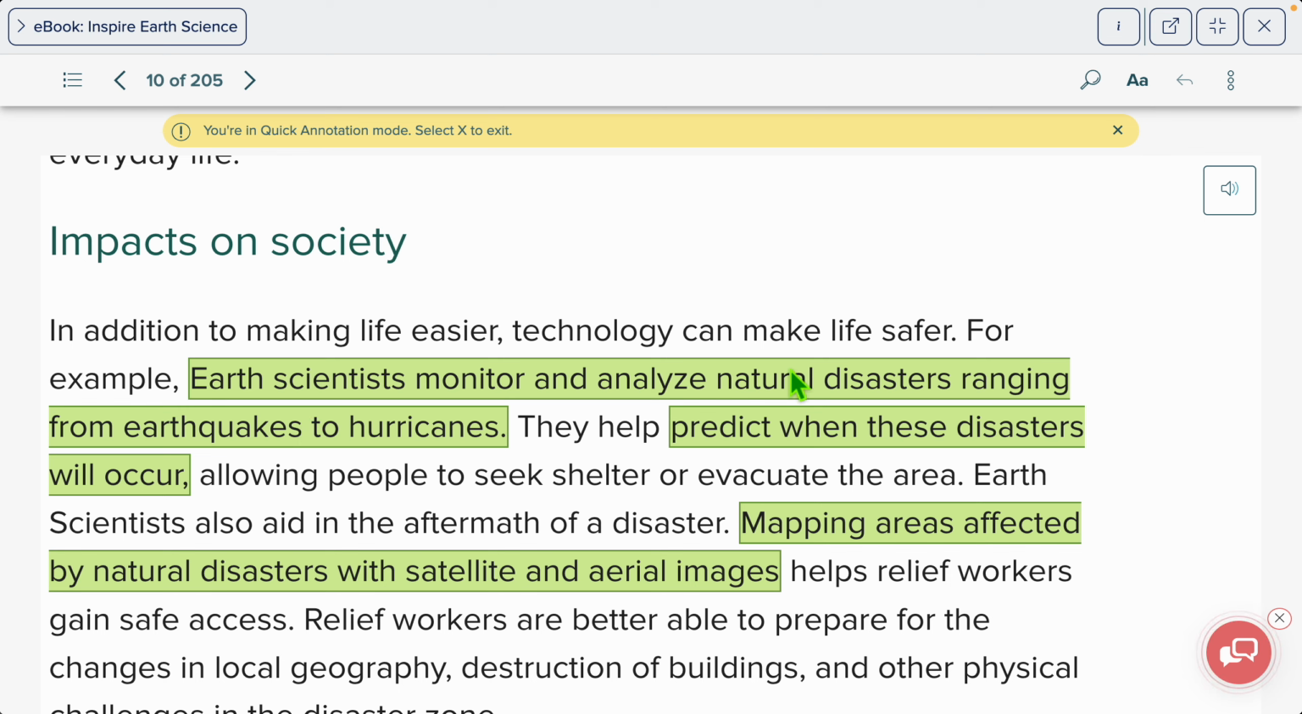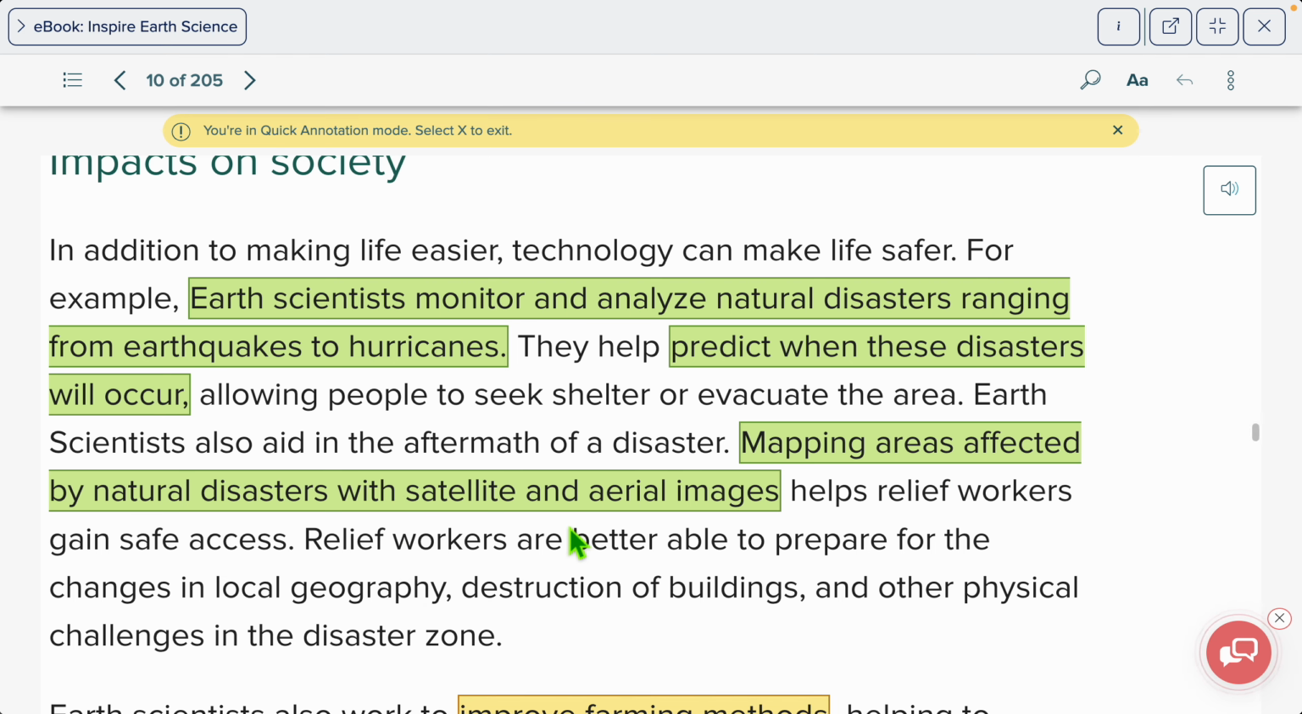So we monitor and analyze natural disasters. So they help predict when these disasters will occur. So you could use that as an example. But this allows people to seek shelter and evacuate an area. Earth scientists also aid in the aftermath of a disaster, mapping areas affected by natural disasters with satellite and aerial images. Helps relief workers gain safe access. Okay, so mapping these areas is also helpful.